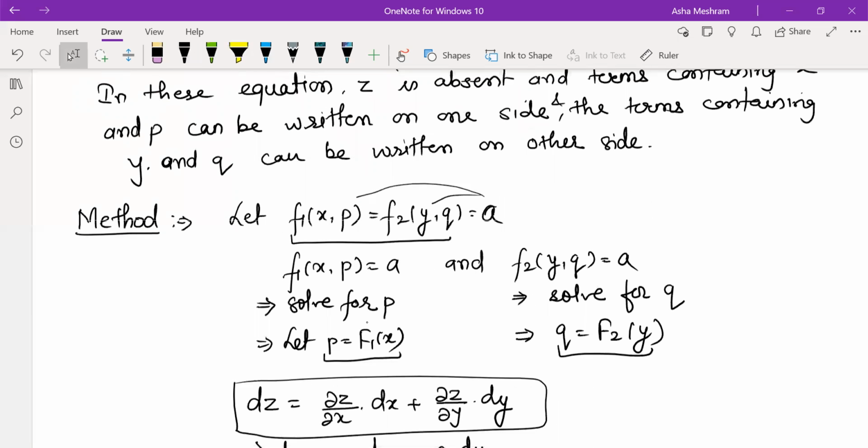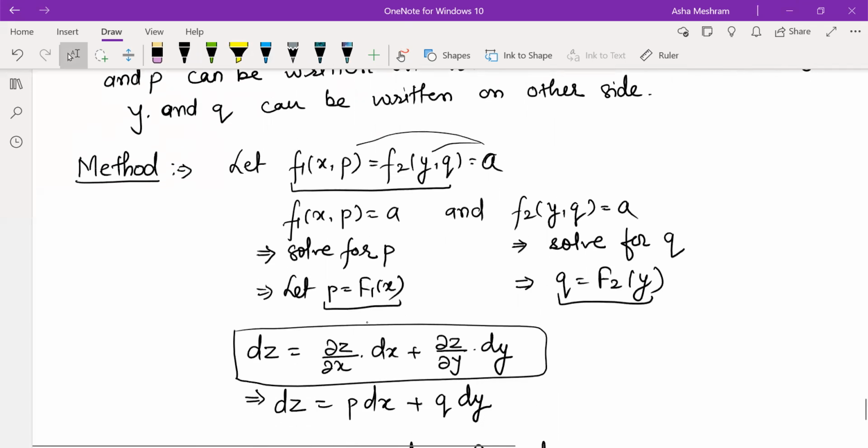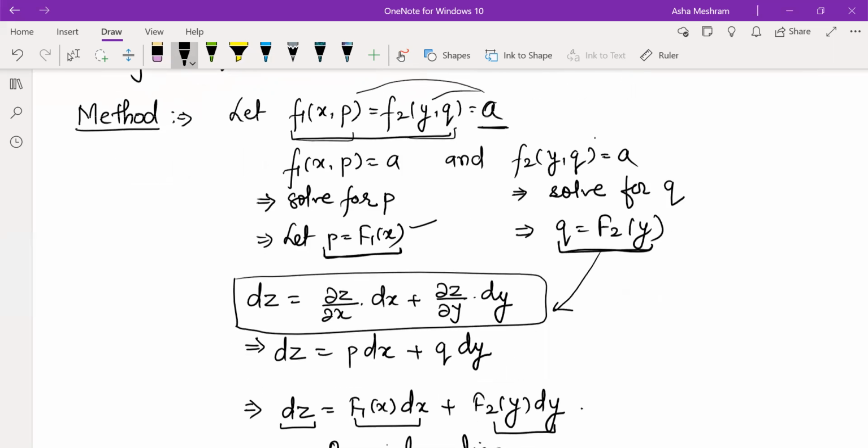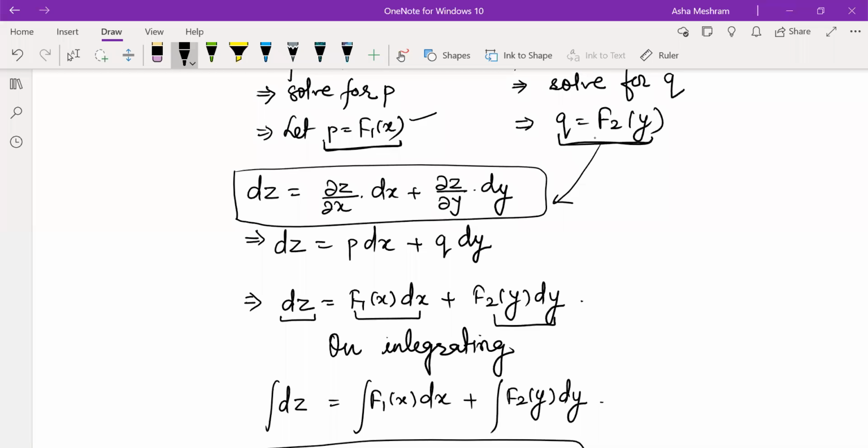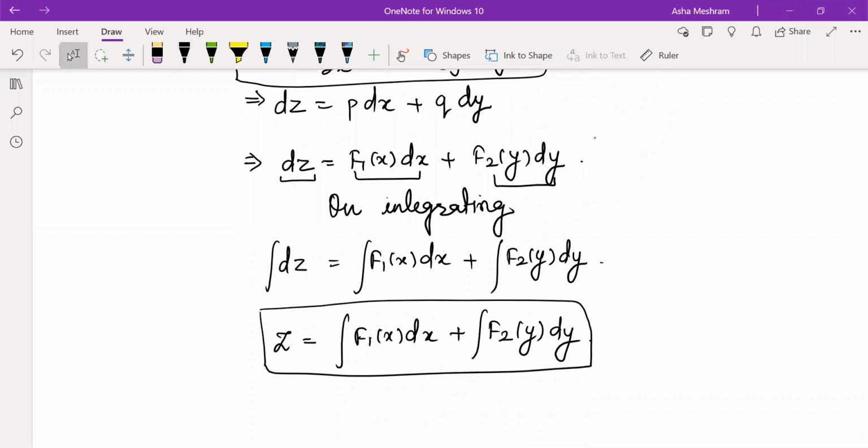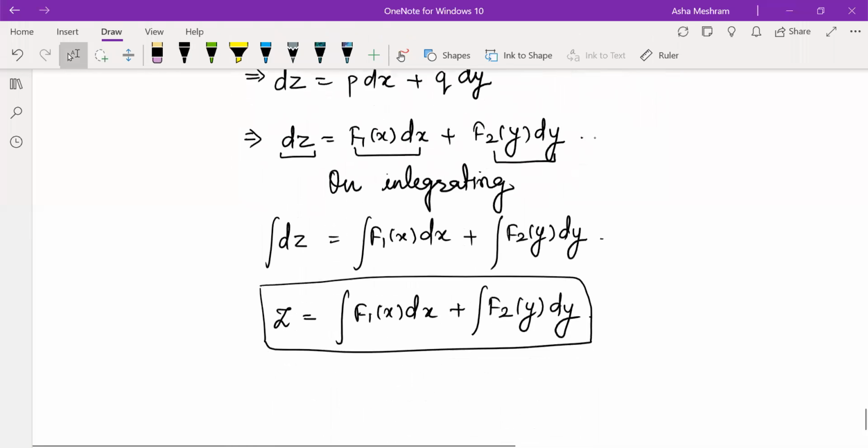Okay, so let's have a recap of this method. What is the method? Here your expression must be in this form. The terms xp separated on one side, yq terms separated on the other side. So let us consider it is equal to a. Solve it for p. Give this expression as capital F1 of x. Solve it for q. Give that expression as f2 of y. Then substitute these values here and then finally integrate. You will get the solution.